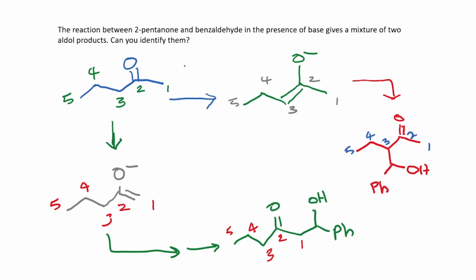The other possibility is that you generate the enolate as shown here, and this enolate can react and give you this product. So this is the mixture of the 2 aldol products that are potentially produced during the reaction of 2-pentanone and benzaldehyde. And I might add here that the difference in stability between these 2 products is not that large, and therefore it's not unreasonable to propose that it's a mixture of these 2 products.